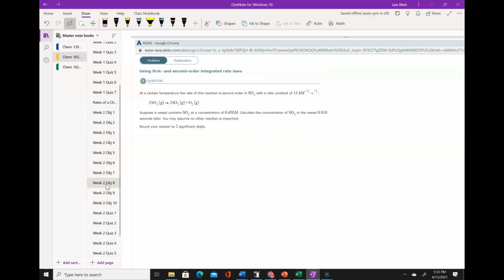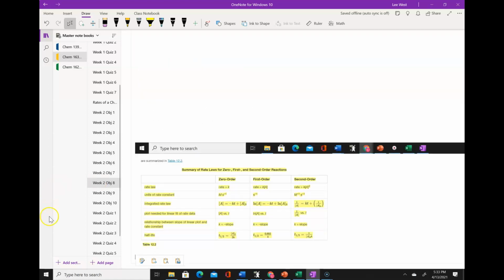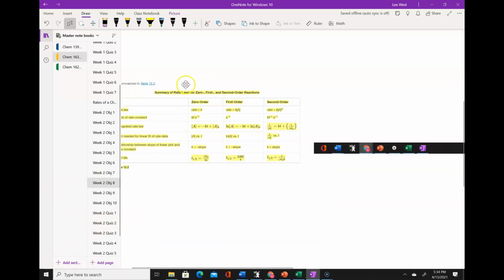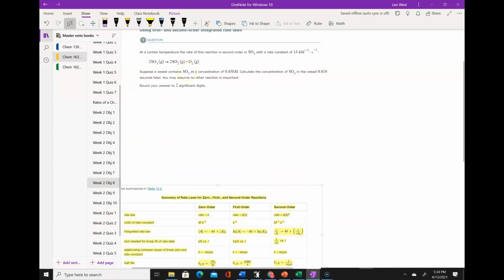Okay, what's this one? Using the first and second order integrated rate laws. Okay, so I need my table, 12.2, handy. And bring it up there so it's nearby.